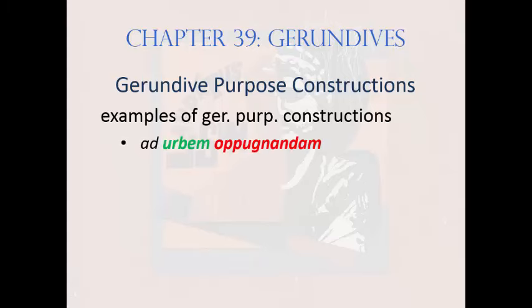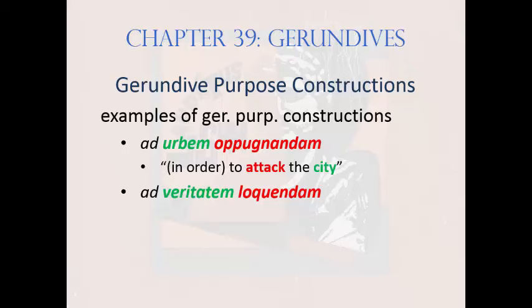First, ad urbem oppugnandam. Oppugno means attack. I'll introduce it in the vocabulary below. Take the sense attack out of oppugnandam, put to or in order to on the front. You don't need ing here because in English an infinitive shows purpose, and make the noun urbem the object of oppugno. And you get to or in order to attack the city. See the pattern? Let's try another gerperp. I'm tired of saying gerundive purpose construction. Gerperp will be our abbreviation. Ad veritatem loquendam, meaning to or in order to do what verb to what noun? That's right. To speak the truth.